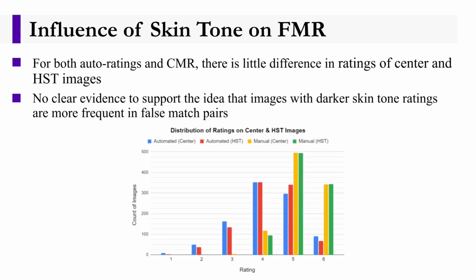For both automated ratings and consensus manual ratings, there was little difference in the ratings of images based on location in the imposter distribution. That is, we don't find any clear evidence to support the idea that images with darker skin tone ratings are more frequent in false match pairs. In the image shown, we can see that the manual ratings are much more centered around 4, 5, and 6 values, while the automated ratings are more distributed across 1 to 6. However, center and high similarity tail has little effect on how these ratings are distributed.